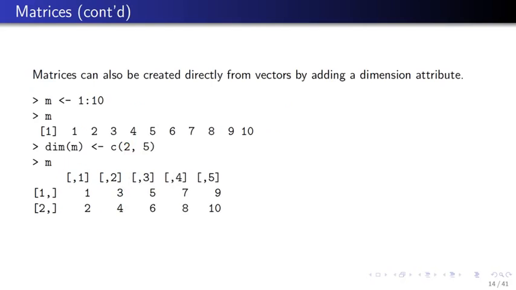You can also create a matrix by adding the dimension attribute to a vector. For example, I can create a vector that's a sequence 1 to 10, and then add the dimension attribute to it. Here I'm using the dim function, but I'm assigning a value to the dim attribute of M. I'm assigning the vector 2, 5. So what I'm saying is I want to take this vector and transform it into a matrix that has 2 rows and 5 columns. Now I've got a matrix M, which has 2 rows and 5 columns, and it's filled in the matrix column-wise.